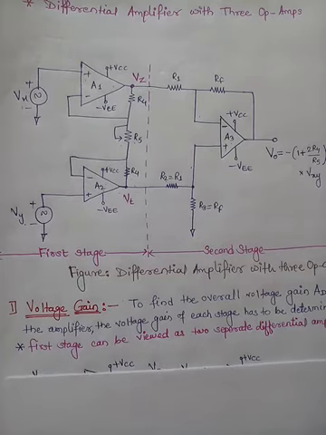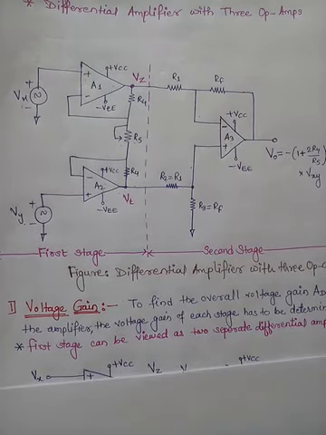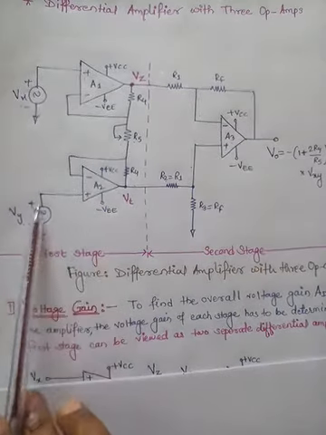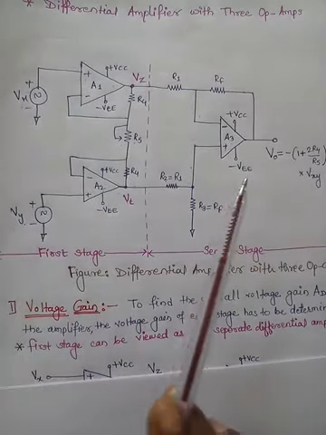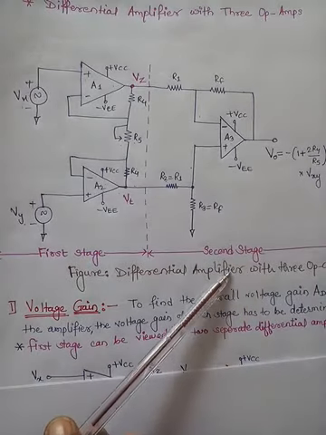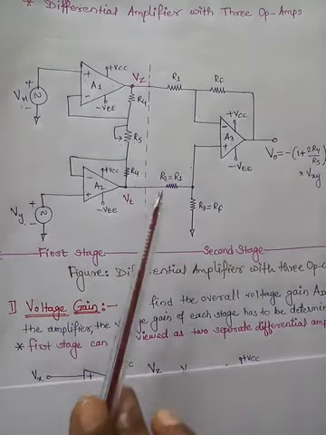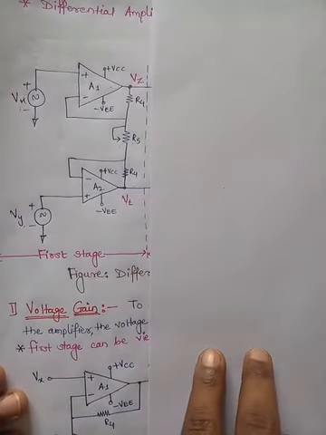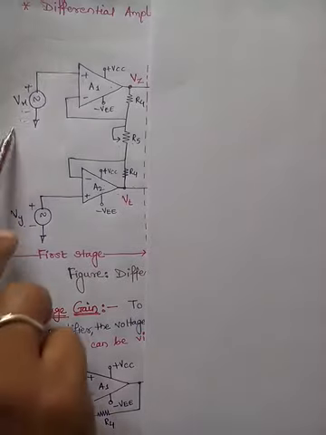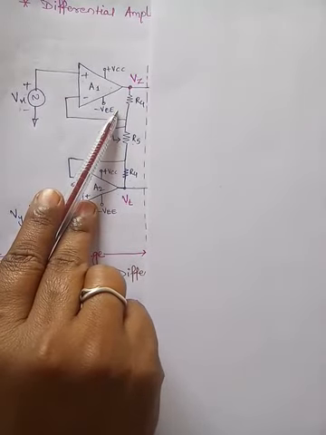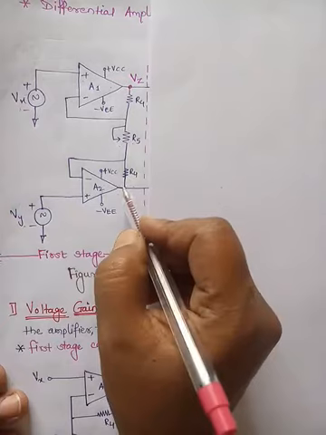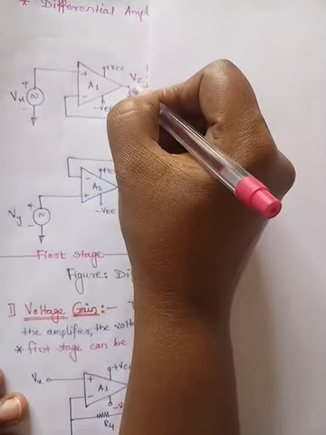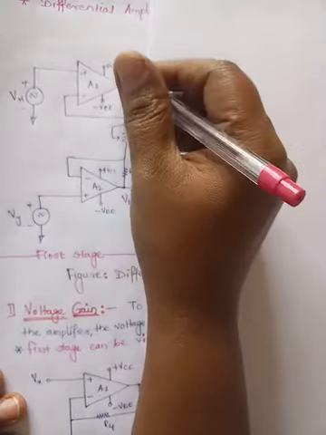To find the voltage gain, first of all we need to find the overall voltage gain of the circuit. For that purpose we have to find the voltage gain of the first stage and then the voltage gain of the second stage. When we are looking only at the first stage, with the consideration that the voltage at this point is Vt and the voltage at this point is Vz, we want to redraw the circuit for the respective op amps.